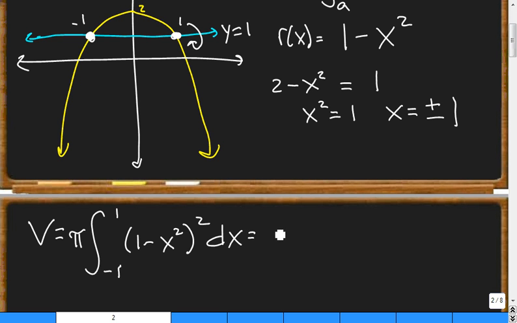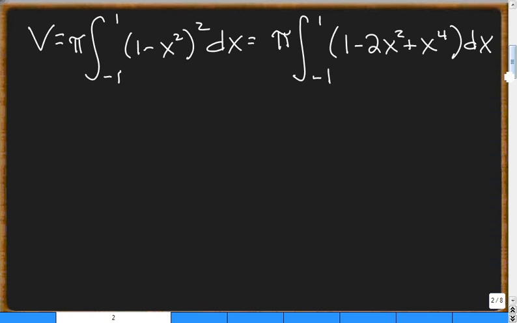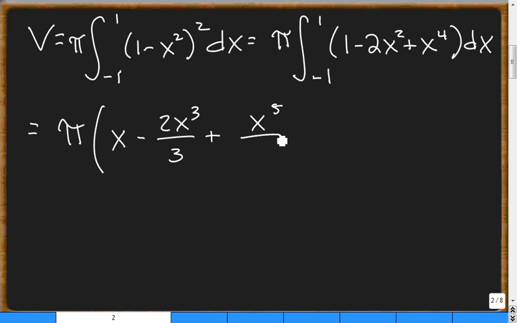And so this is the same thing as pi times the integral from negative 1 to 1. I'm just going to expand this out. This is going to be 1 minus 2x squared plus x to the 4th dx. That's just expanding this right here. So now I can go through and evaluate this. So I'm going to get pi times 1 integrates as x. Negative 2x squared is going to be negative 2x cubed over 3. And this will be x to the 5th over 5. And we're doing that from negative 1 to 1.